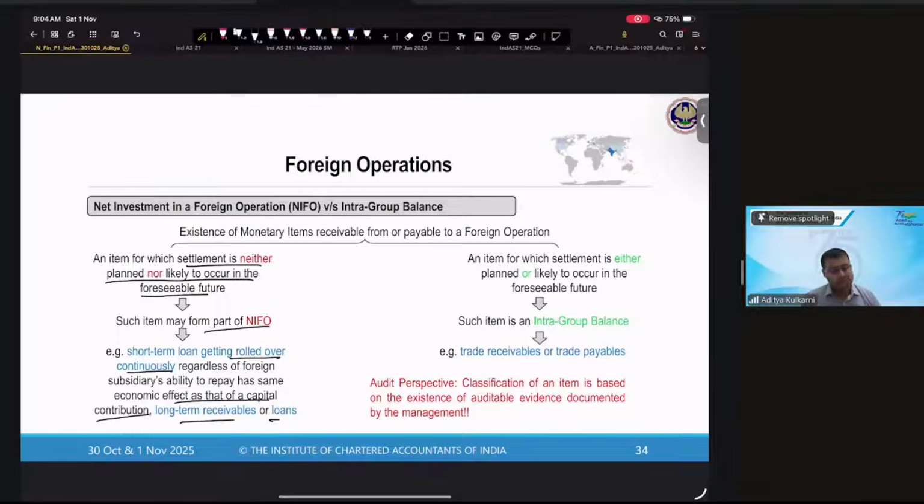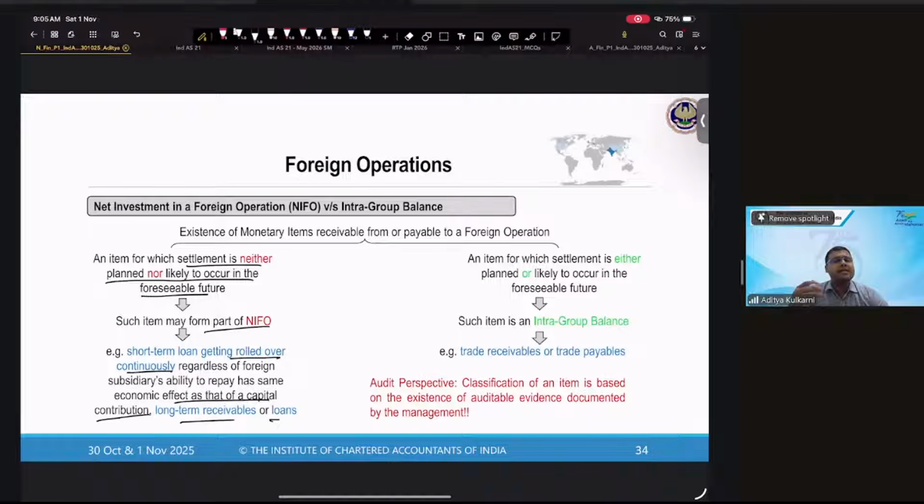So this becomes NIFO. On the other hand, suppose I gave you an example. Sir, when it becomes NIFO, will there be any effect from foreign currency? It will come, and that's why I will come to that once I complete this explanation, because NIFO has a different treatment and intra-group balances have a different treatment. Okay, sir.